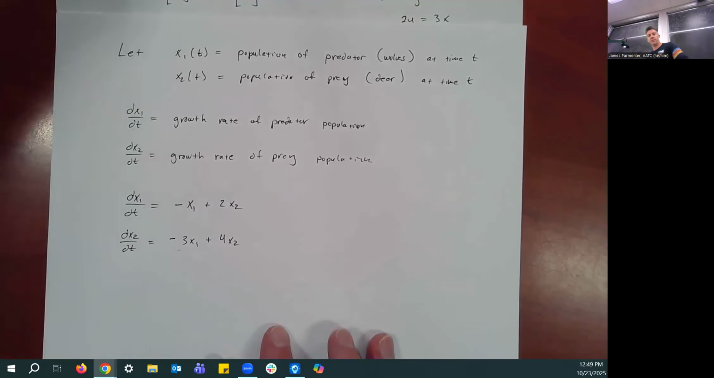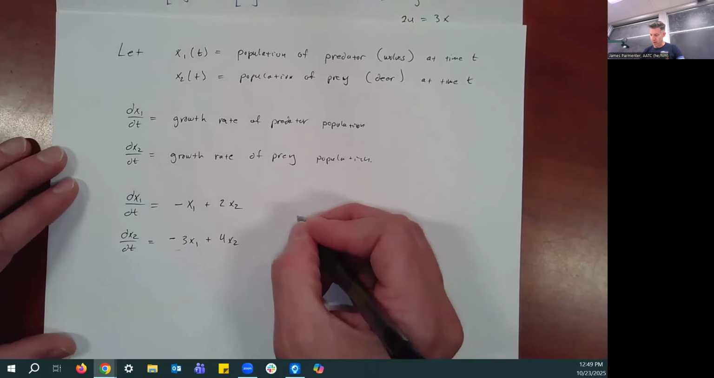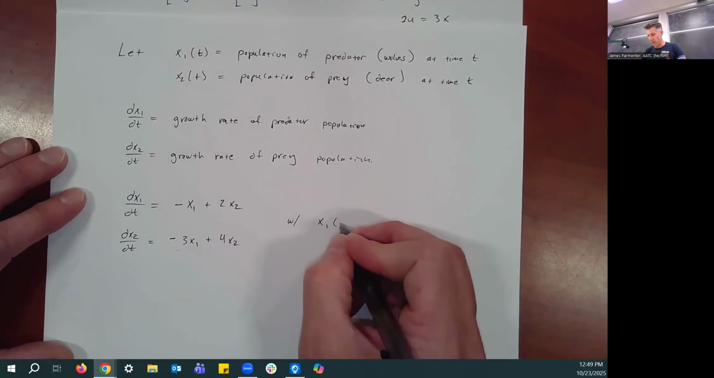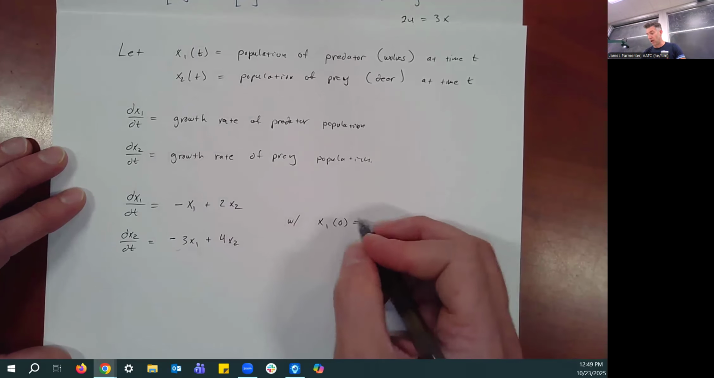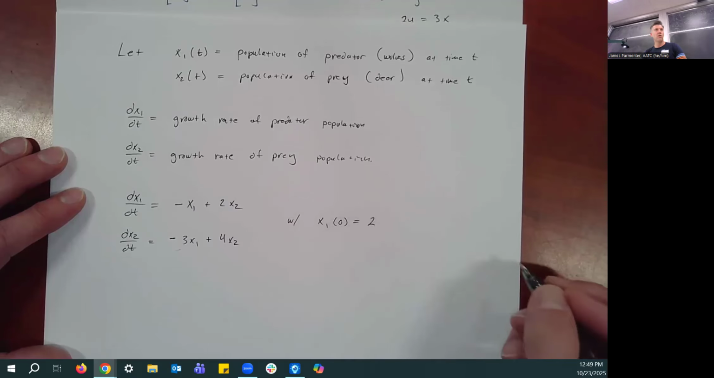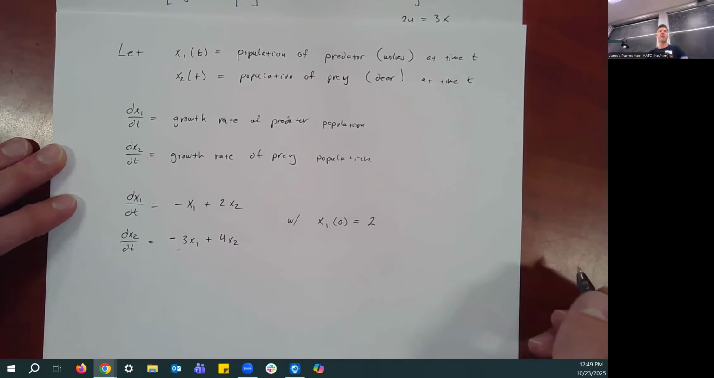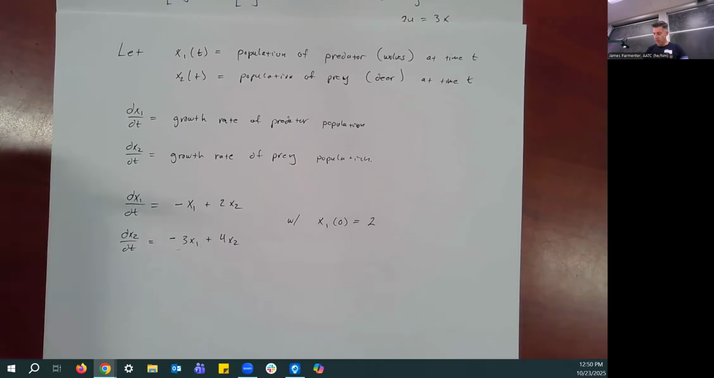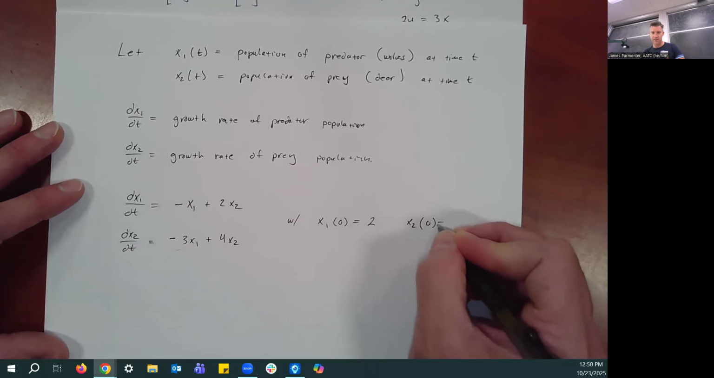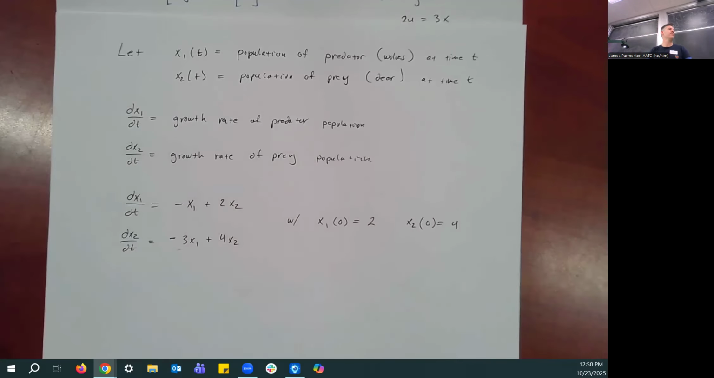And then we're also going to have some initial populations. We're going to say that at time zero, x1 of zero, the number of wolves at time zero, is 2, or maybe we're talking about wolves in the thousands, so 2,000 wolves. And the number of deer at time zero is 4,000, or 4.